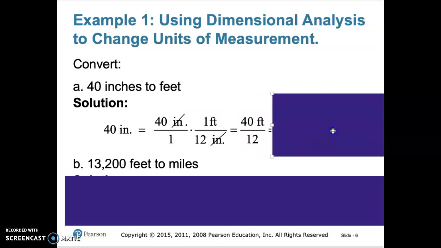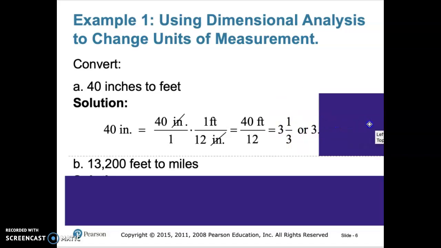So I have 40 feet over 12, and I would never leave a fraction like this because that is not simplified. I'm going to go ahead and simplify that and reduce it to either one of those. You could have 3 1/3 or 3.3 with a bar over it, meaning that the 3 repeats itself. That's how many feet.